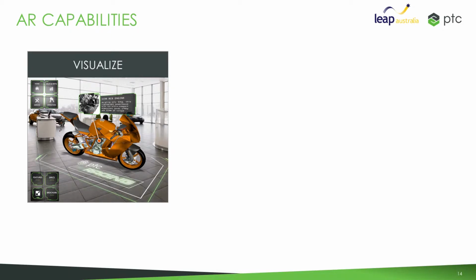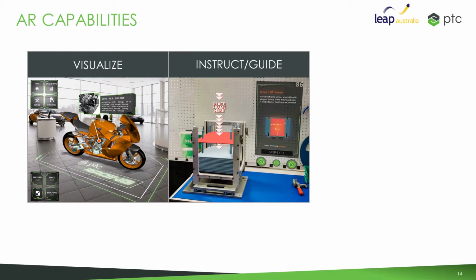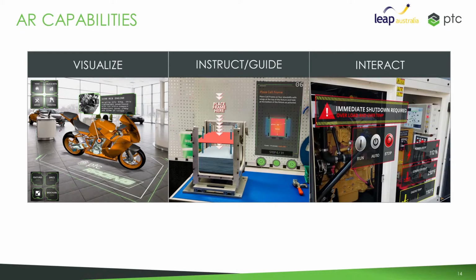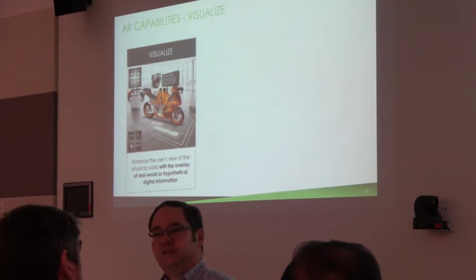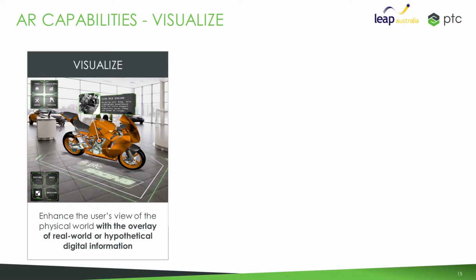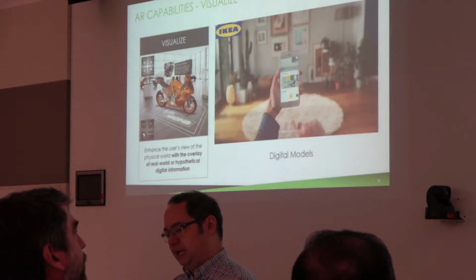Really the three main capabilities that AR offers that give us some industrial value are the ability to visualize information, the ability to instruct and guide people through steps, and the ability to interact with devices. To talk about them in a little more detail, on the visualize side, that's really AR overlaying digital information in the real world. That could be real world information, information that we're already gathering, or it could be hypothetical digital information, models and the like.